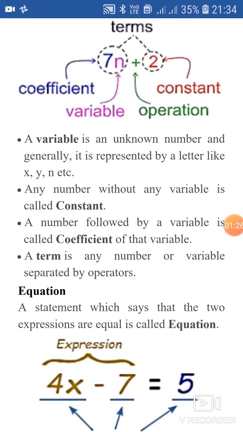Now the coefficient. A number which is followed by the variable is called the coefficient. For example, in the above example, in the term 7n, 7 is a number and that is the coefficient of that term. Now comes the term. A term is any number or a variable or both number and variable, and it is always separated by the mathematical operations, that is plus and minus.